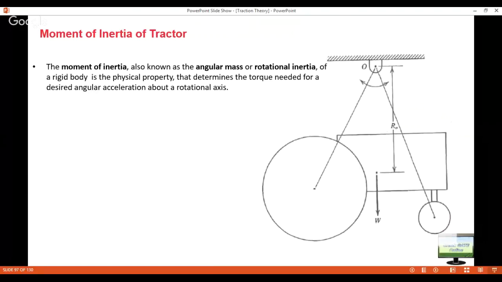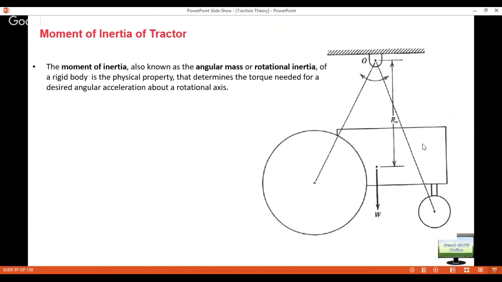Okay guys, in the case of a tractor also, if this is a tractor and you have suspended it about this pivot point O, and you try to rotate it, or give some angular acceleration to it, then this angular acceleration and the time period of the tractor depend upon the moment of inertia of the tractor. Simply assume a pendulum, which we all studied in 11th or 12th class, the time period of a pendulum about any axis. In the same way we will derive the time period of this tractor if you try to rotate it.